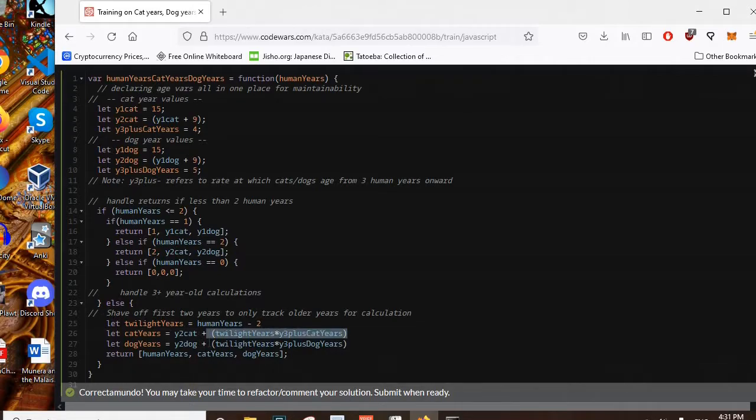Doing this calculation is more performance heavy than just referencing the variables from where I declared them up here with just the if-then conditionals. So I am doing a calculation with how many human years it is, subtract it from 2, and then multiply that by the 3+ rate, and then add that to a 2-year-old cat. If the cat's 2 years old, then it's 24 in cat years. And then for each year after that, it multiplies by whatever the age rate is, times the number of human years that exceeds 2.